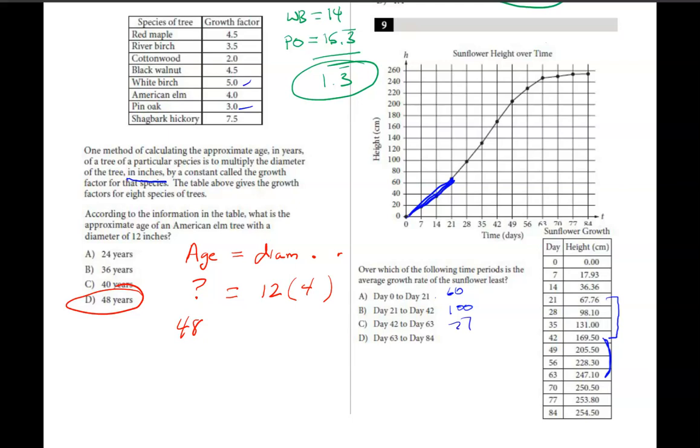And then part D, days 63 to 84. So 63 to 84, that's not much at all. That's only a growth of about 7. So we wanted to know the least. So the correct answer here is D.